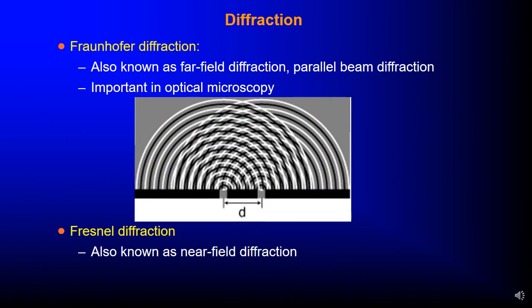Diffraction, as well explained by Fraunhofer, is known as far-field diffraction, or parallel beam diffraction, and it is very important in optical microscopy. The far field we call Fraunhofer diffraction, and when we are concentrating on near-field diffraction, we call it Fresnel.